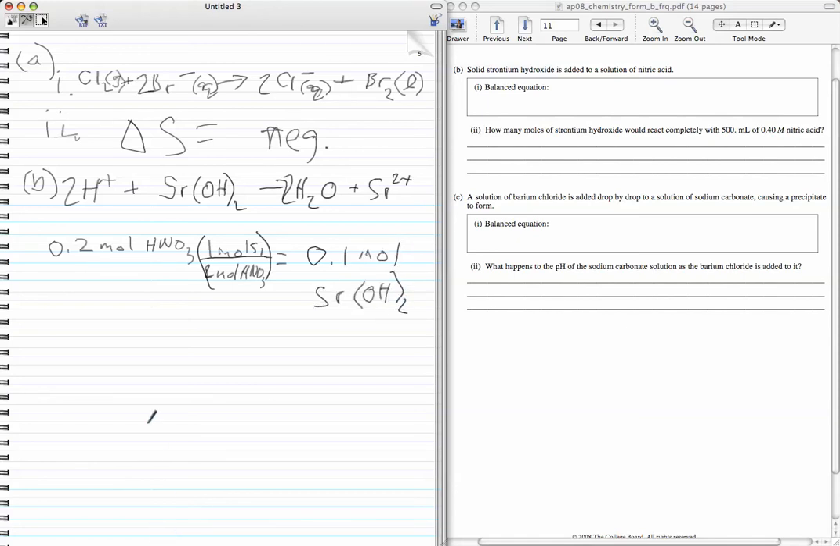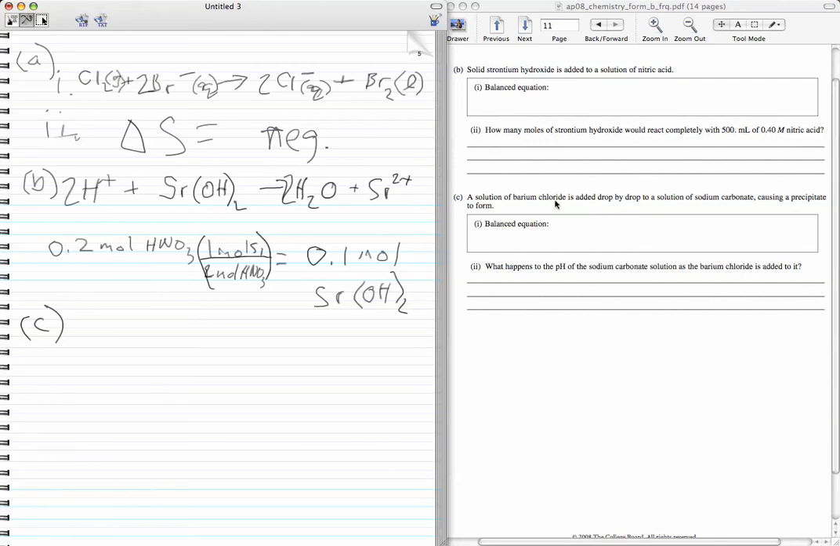Okay. And the last one here, part C, it tells us that we have barium chloride added to sodium carbonate, causing a precipitate to form. A lot of times they won't even tell you precipitate, but this time they say you form a precipitate, so it automatically tells you what type of reaction you have. And so here we're going to come into some solubility rules for a little bit. But like I said, a lot of times they kind of give it away.